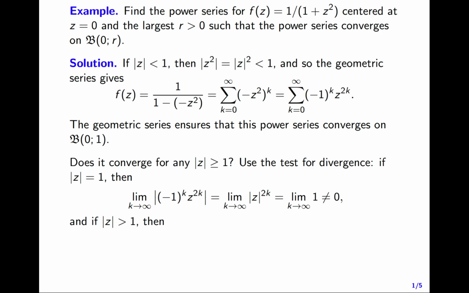And if the modulus of z is strictly greater than 1, then the limit as k goes to infinity of the modulus of minus 1 to the k times z to the 2k is again equal to the limit as k goes to infinity of the modulus of z raised to the 2k, and that's going to be equal to infinity because the modulus of z is strictly greater than 1. So in both cases, the test for divergence says the series will not converge.